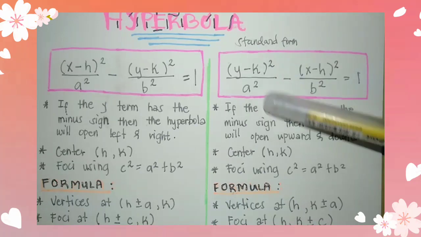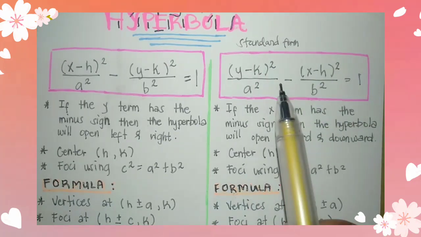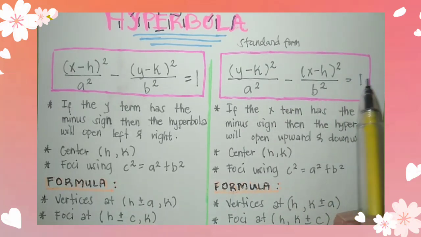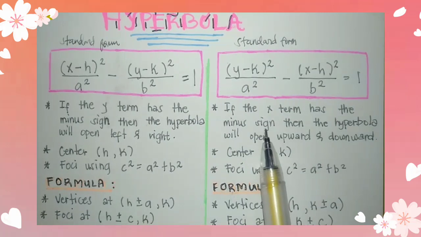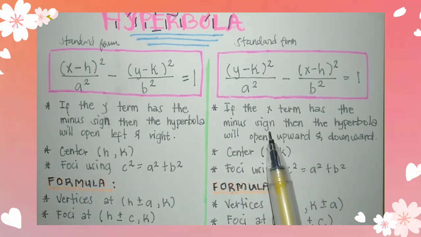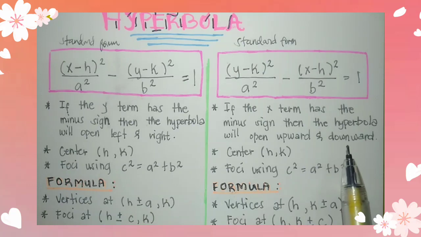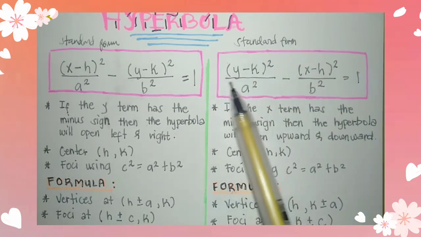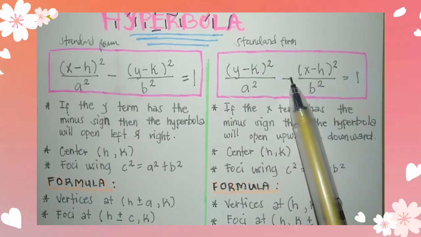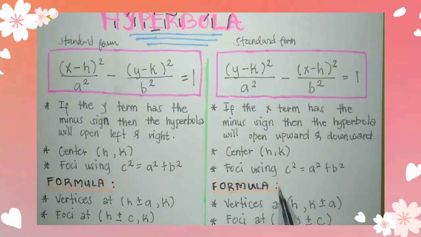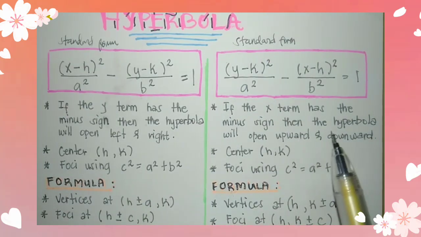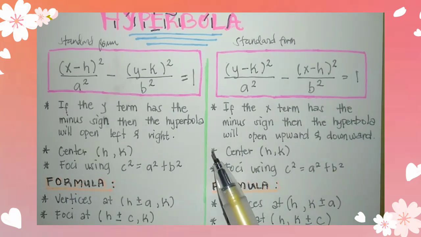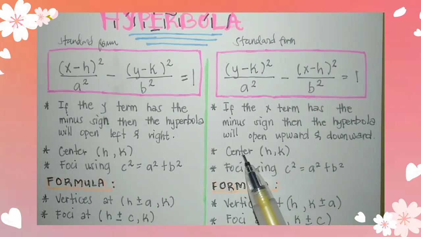Next, tingnan nyo naman itong standard form natin dito sa kabila. We have (y minus k) squared over a squared minus (x minus h) squared over b squared is equal to 1. Sabi dito, if the x term has the minus sign, then the hyperbola will open upward and downward. So, take a look at this. Sino ba ang may minus sign? Si x. Si y yung nauna, and si x naman yung may minus sign. Ito yung minus sign natin, no? So, our hyperbola opens upward and downward. Okay, take a look at this. Ang center niya is always (h, k). Yun yung similarities nila. We have center, h and k.